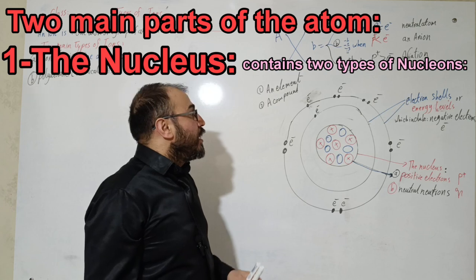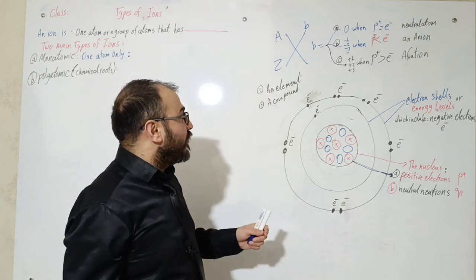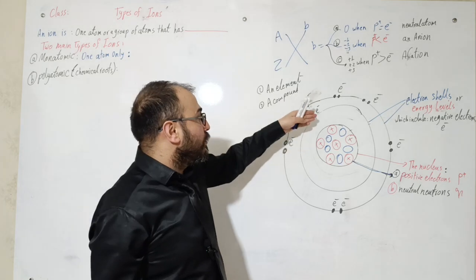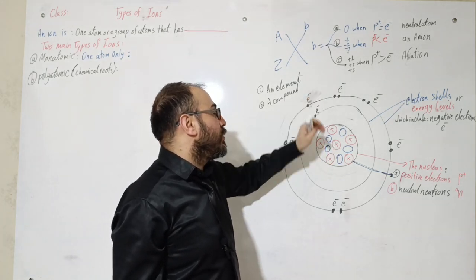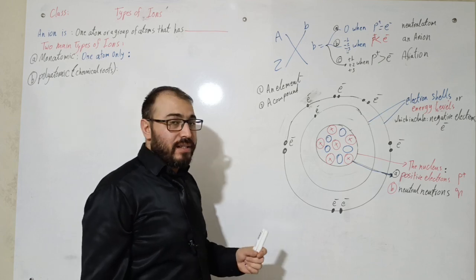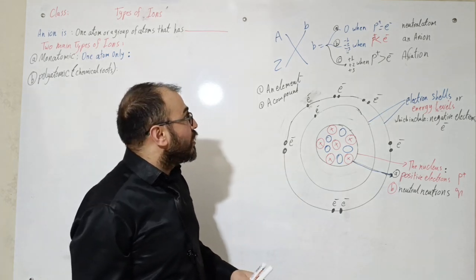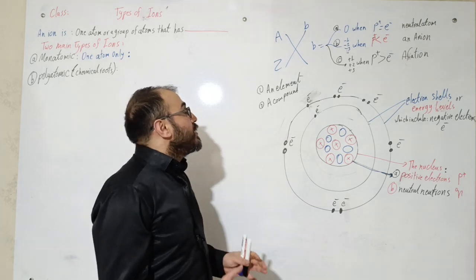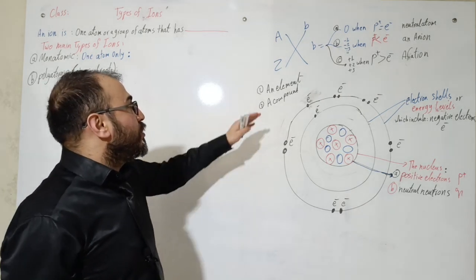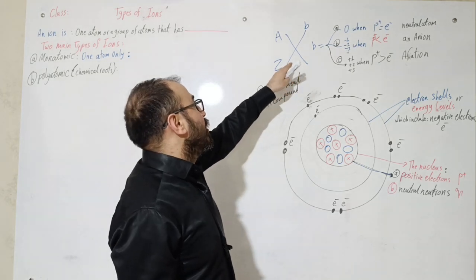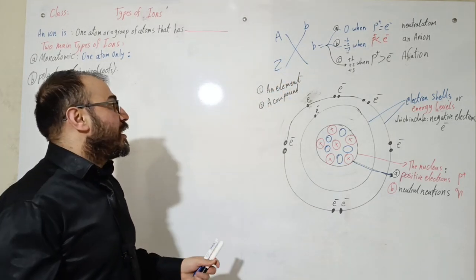Then we said that generally an atom is neutral, which refers to the fact that the number of protons inside the nucleus is generally equal to the number of electrons inside the electronic shells. Then we said that if we want to represent an atom, we should take into consideration those four letters or symbols, let's say.